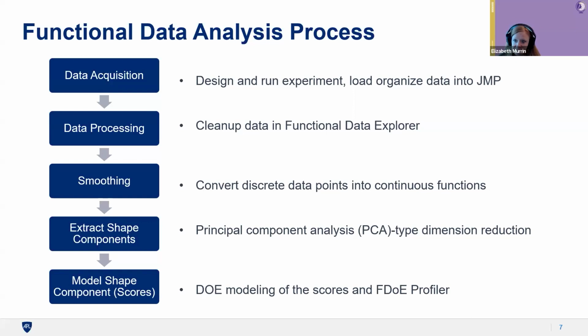I'm going to focus on the last 3 steps because we went into a lot of detail for those. The smoothing step, that's where we're developing our surrogate functions. So that's where we're converting our discrete data points into continuous functions. And then we're going to extract our shape components. And that's where we're going to do that principal component type analysis for dimension reduction. And then ultimately, we want to model that back to our DOE factors that we have.